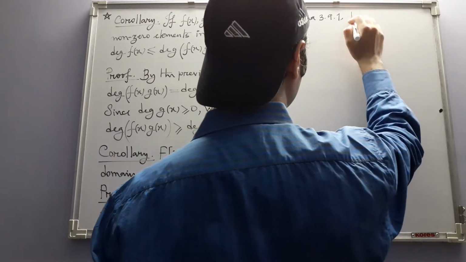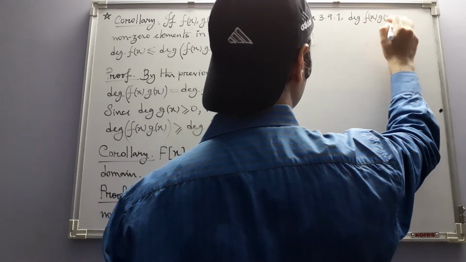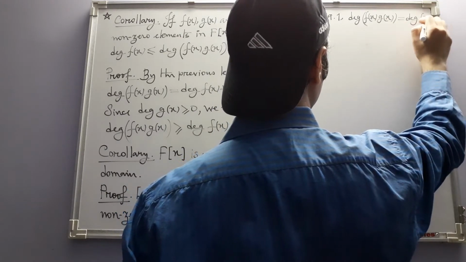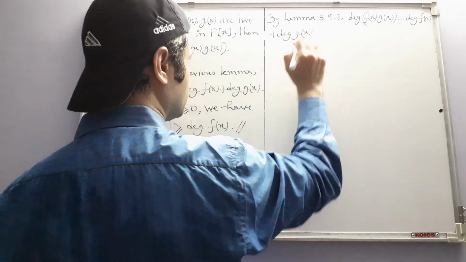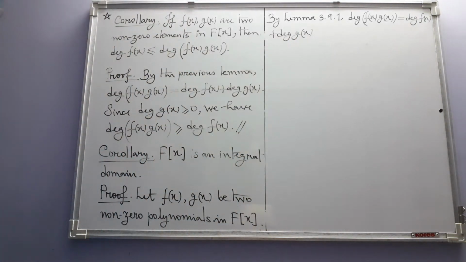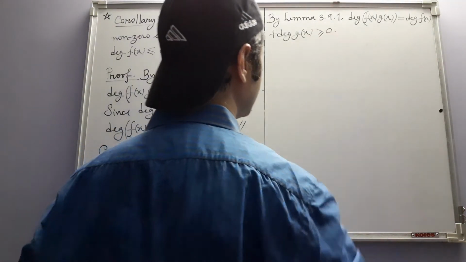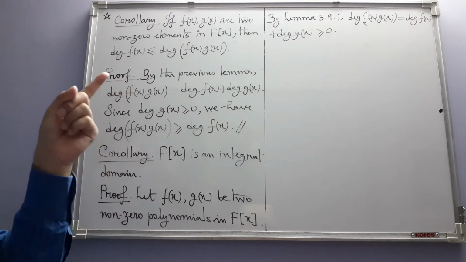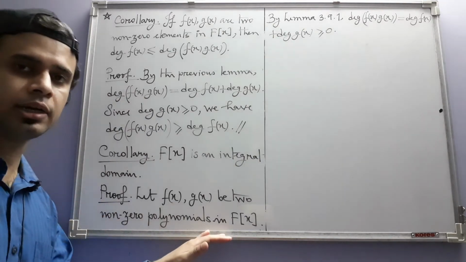By lemma 391, the degree of their product is the sum of the individual degrees. So this sum is greater than or equal to 0. So that means f(x)g(x) cannot be the zero polynomial. In fact, it cannot be the zero polynomial, and that's why we are able to find the degree. So actually there is nothing to write here.